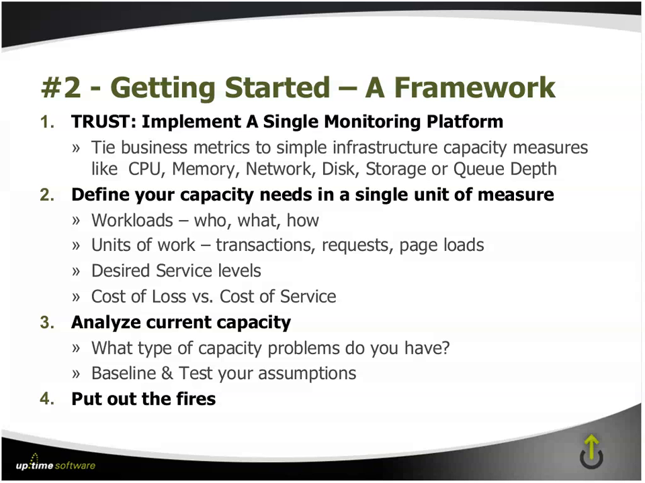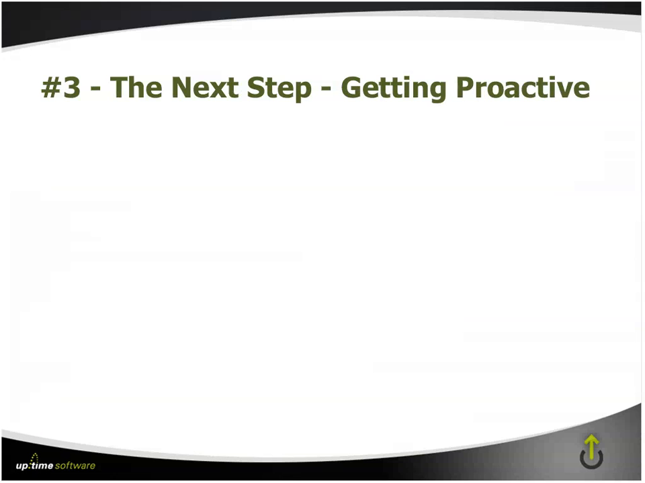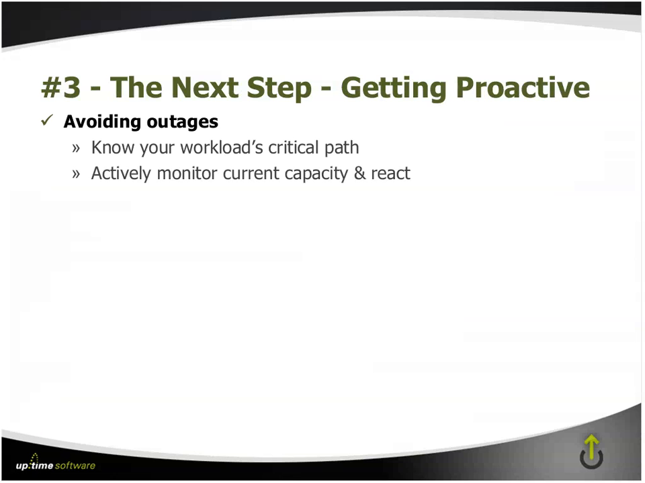Now, by following this framework, after you've done all these steps and have all these steps in place, you can go from being reactive and managing capacity to step 5, which is moving on to proactive capacity management. And the first thing you want to do here is to avoid outages. Right? If you want to be proactive, you want to avoid outages.